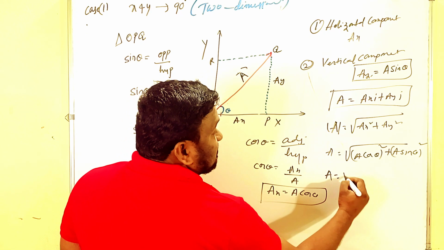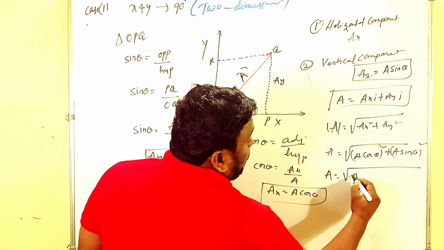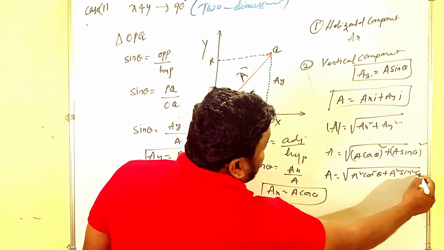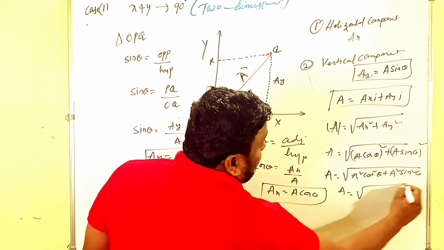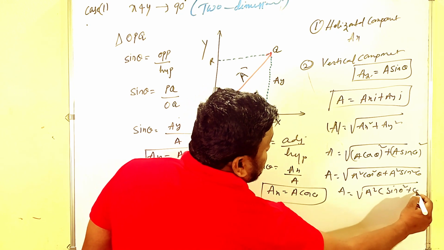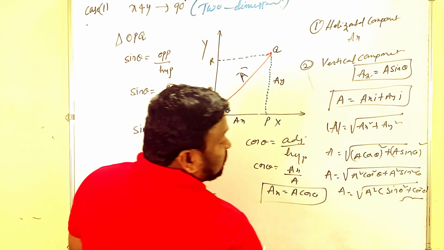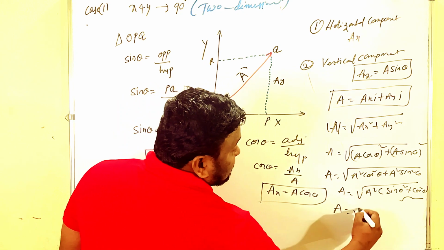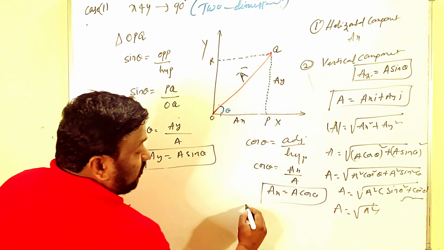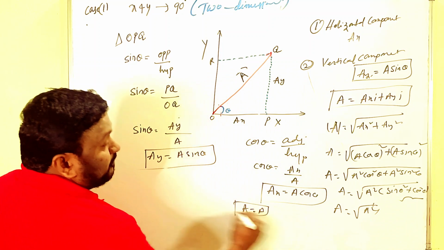Then what you get? A is equal to the square root of A square cos square theta plus A square sin square theta. A square is common. Then you get sin square theta plus cos square theta, and this value is equal to 1. So A is equal to the square root of A square. These two cancel. Then A is equal to A.